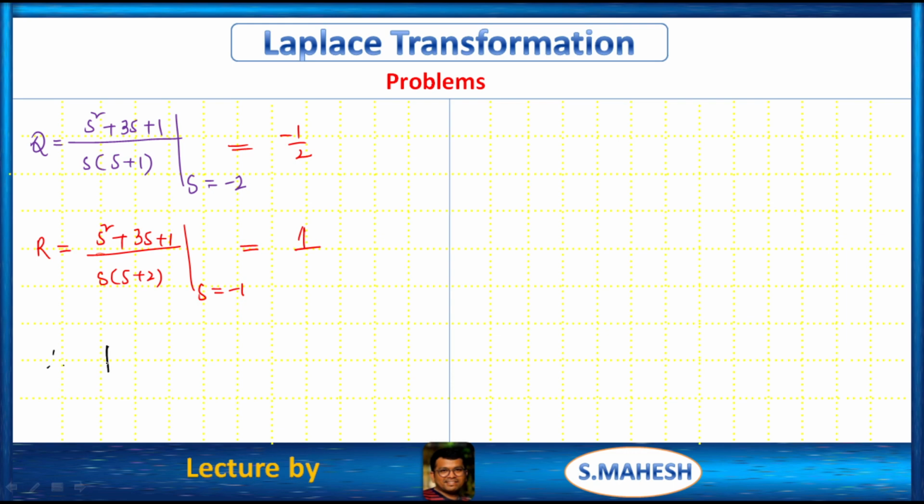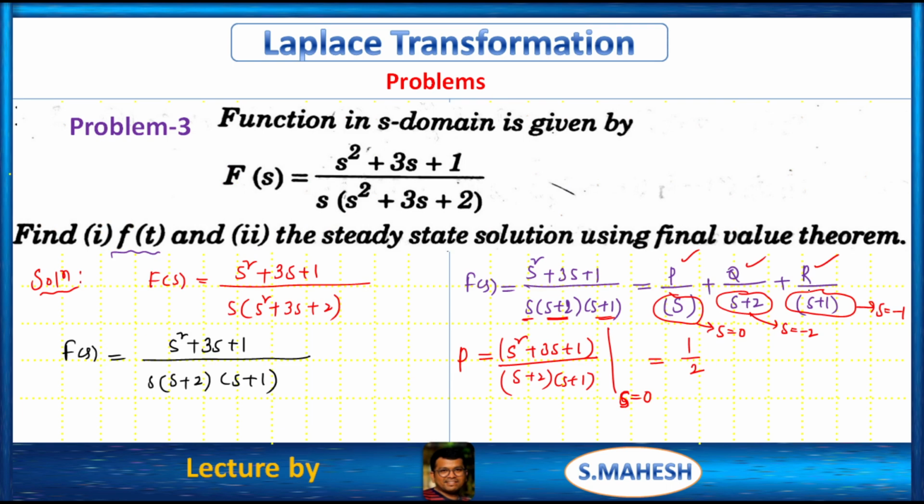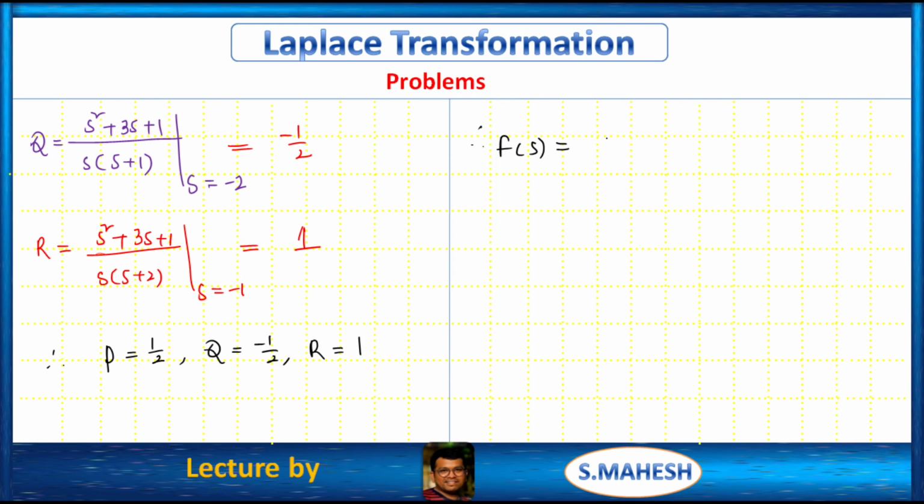Therefore p equals 1 by 2, q equals minus 1 by 2, r equals 1. Therefore, f of s equals p by s plus q by s plus 2 plus r by s plus 1. P is 1 by 2 by s, minus 1 by 2 by s plus 2, plus 1 by s plus 1. That's it. We all know that some constant by s is nothing but the unit step.